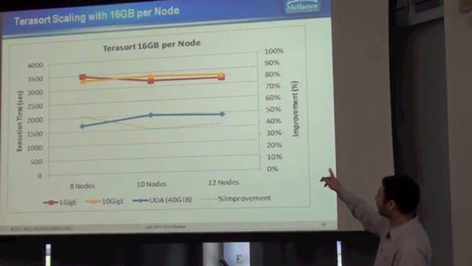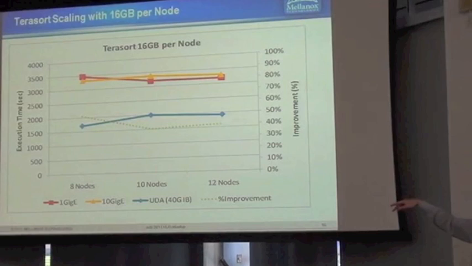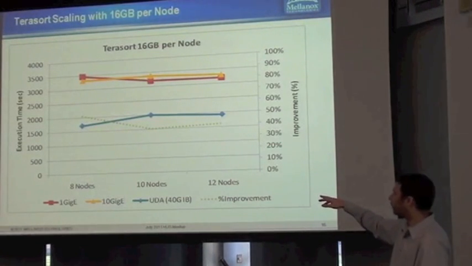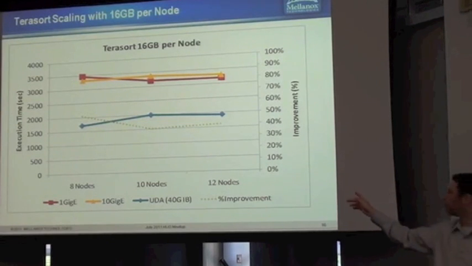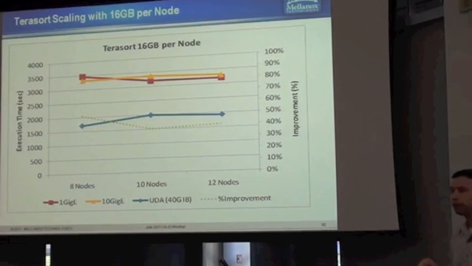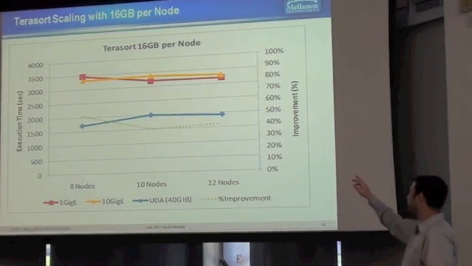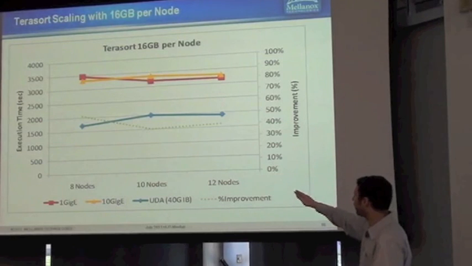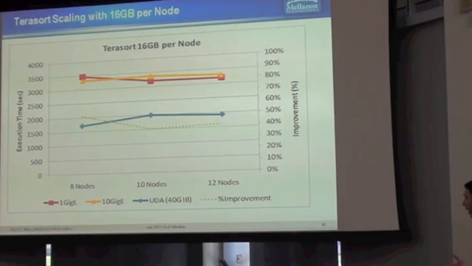So you can look at these three lines. The left-hand y-axis shows the execution time. So you can look at the yellow line and the red line. The yellow line shows the 10 gig performance, and the red one shows the 1 gig performance. And you can see that they're pretty much on par. The 1 gig and the 10 gig are pretty much on par. They're showing this high execution time, and you can scale from 8 nodes to 12 nodes. They're getting the same time.